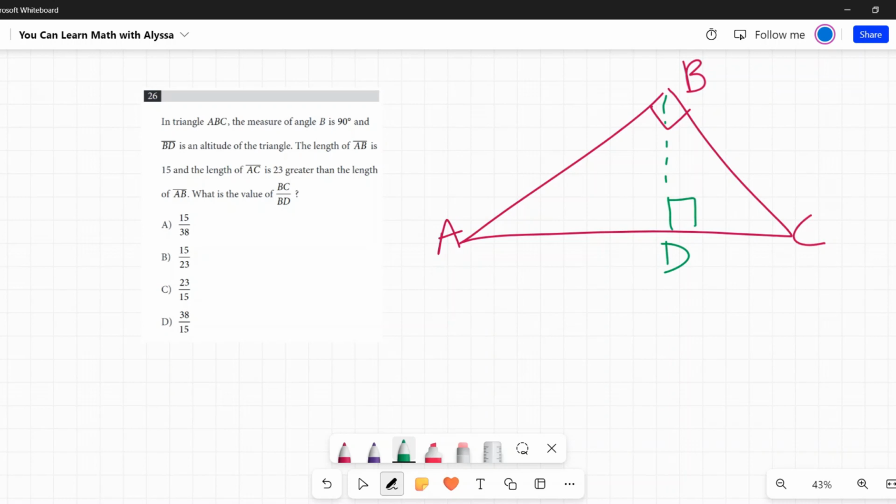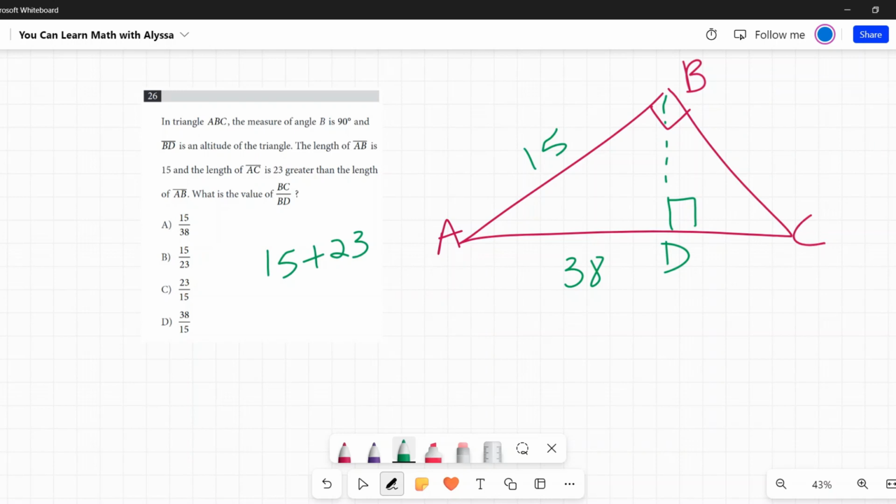The length of AB is 15, and the length of AC is 23 greater than the length of AB, which is a fancy way of saying 15 plus 23, or 38. So that is AC is 38. Right. What is the value of BC divided by BD? Wait, what? Do I need to do like Pythagorean theorem to figure this out? But then how do I figure out the altitude?